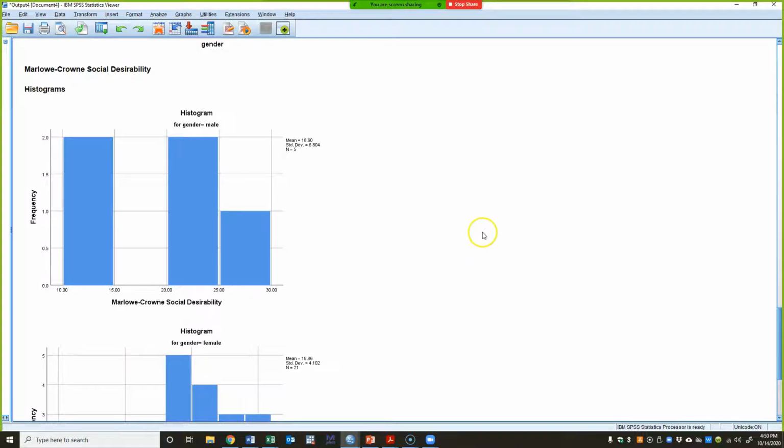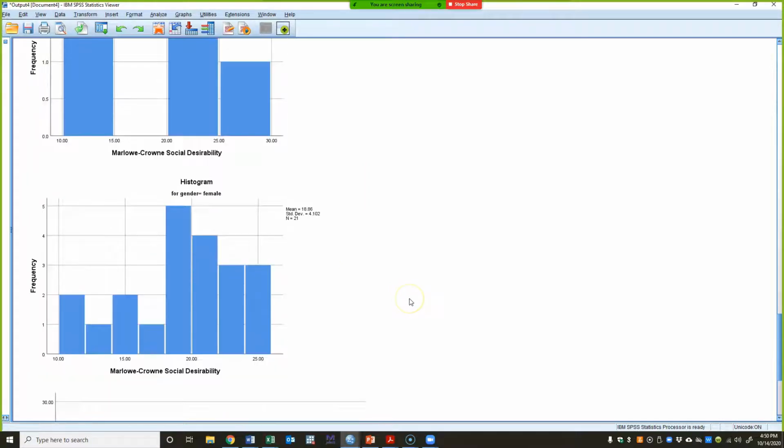Same thing for social desirability. Again, with only 5 values, I've got kind of this boxy distribution that doesn't tell me a whole lot. But again, I've only got 5 values here for men. For women, again, a little bit of negative skew here-ish. But again, it's really hard to get a good sort of grasp of a distribution with only 20-some scores, right?